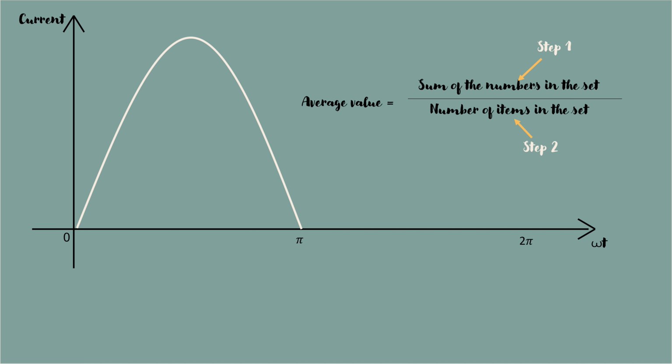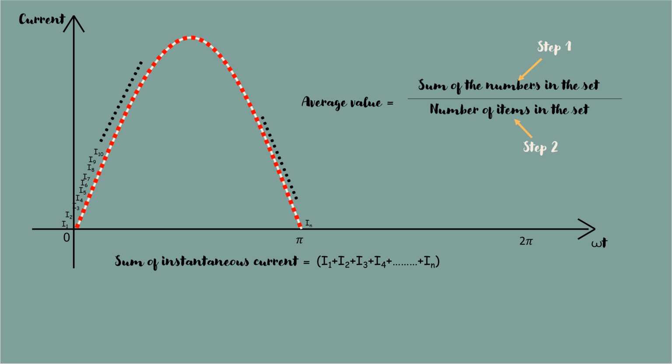Now, let's try to implement the same concept in our waveform. If we try to implement the first step, that is to add all the numbers in a set, then we have to add the current at each and every instant of the waveform in one cycle. Let the instantaneous currents of this waveform be I1, I2, I3, I4 and so on till In. Therefore, the sum of instantaneous currents is equal to I1 plus I2 plus I3 plus etc. plus In. Now, what about the second step?